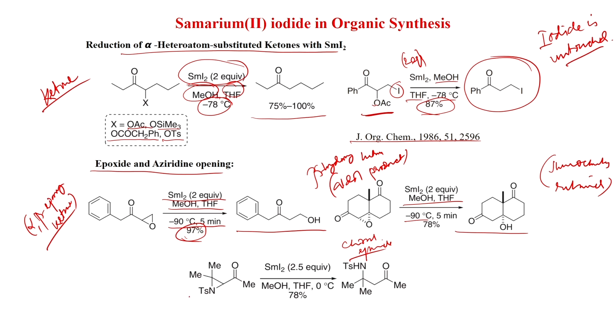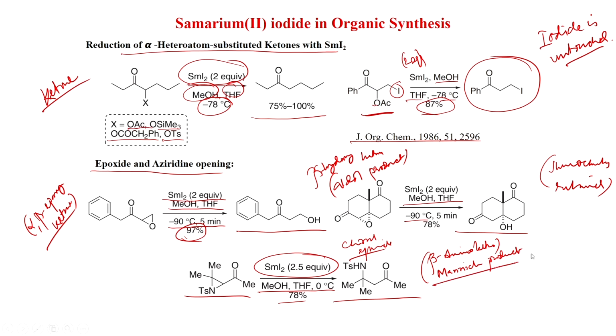Now, this is an aziridine. So, here N-tosyl aziridine is present and with samarium iodide 2.5 equivalent, methanol, THF, 0 degree centigrade, you get this beta aminoketone. So, these are actually Mannich products, because by Mannich reaction you can generate these compounds. And this work was published in JOC 1999.